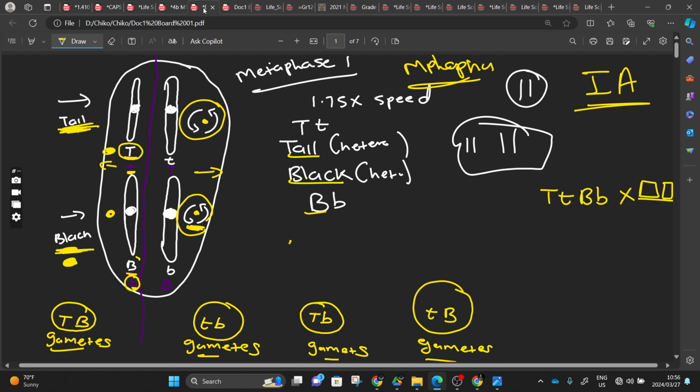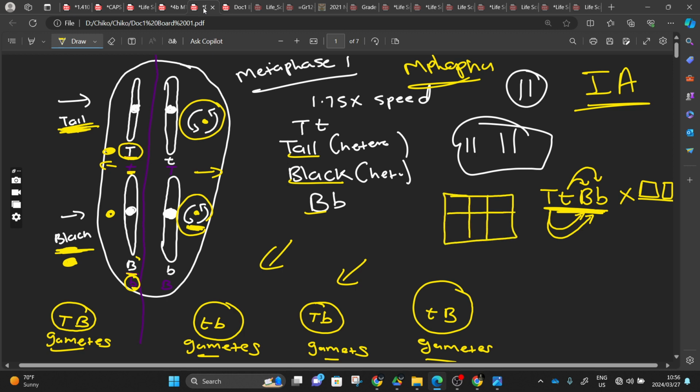For us to find these gametes, we are going to use a monohybrid cross. Again, with a monohybrid cross, you know that the first letter combines with the first letter, and then the first letter also combines with the other. These are the possibilities. The first letter here can combine with this, or the first letter here can combine with that, or you use your Punnett square.